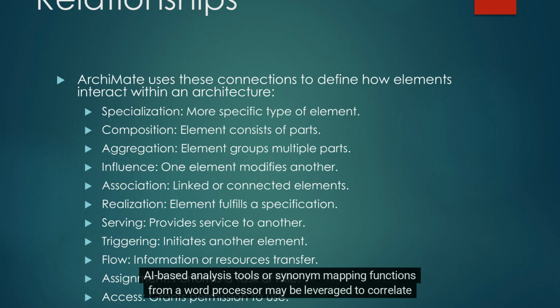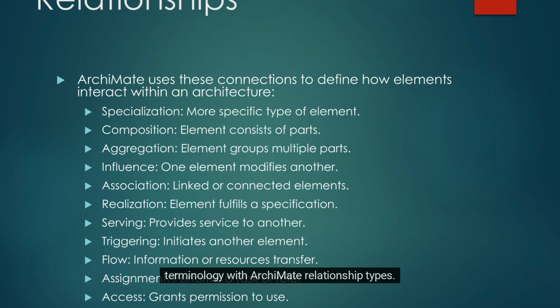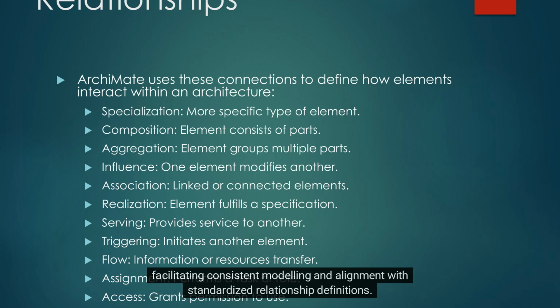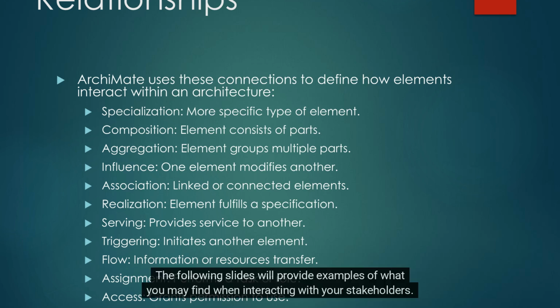AI-based analysis tools or synonym mapping functions from a word processor may be leveraged to correlate terminology with Archimate relationship types. This approach enables automated or assisted identification of relevant relationships based on contextual meaning, facilitating consistent modeling and alignment with standardized relationship definitions. The following slides will provide examples of what you may find when interacting with your stakeholders.